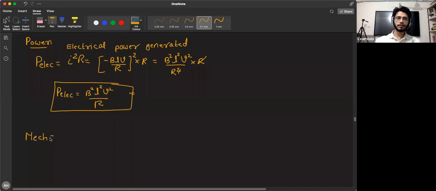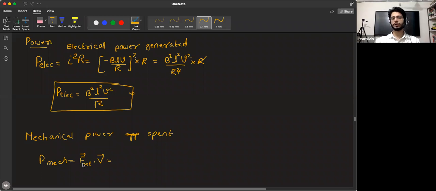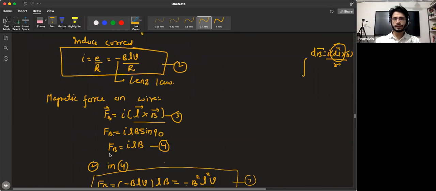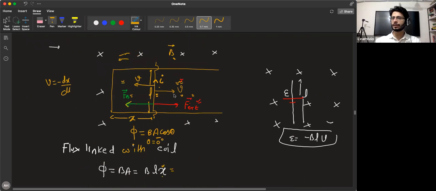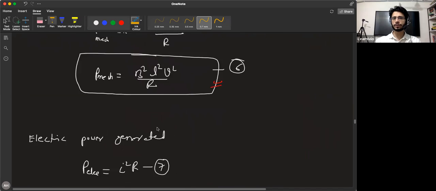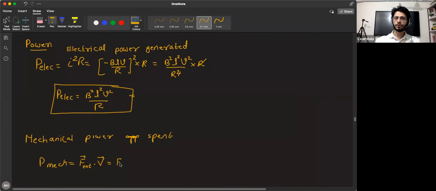The next is mechanical power applied, or you can say mechanical power spent. So the formula for calculating mechanical power is basically this. Mechanical power is the dot product of external force and velocity. This is the formula for the mechanical power, F external dot V. So if you look at this figure, F external and velocity are acting in the same direction. That means the angle between them is zero. So this is F external into V into cos zero. Cos zero is one, so mechanical power is external force multiplied by velocity.